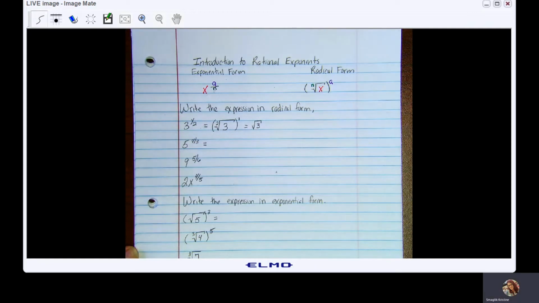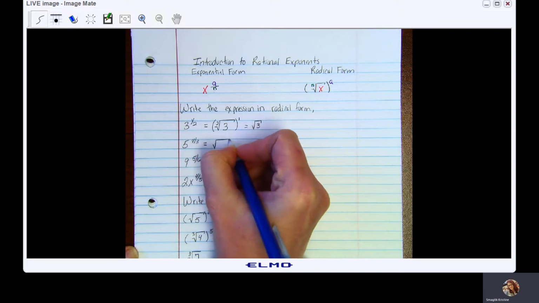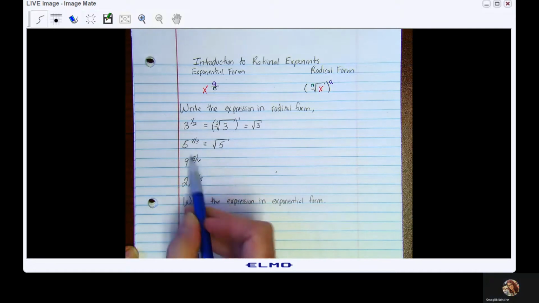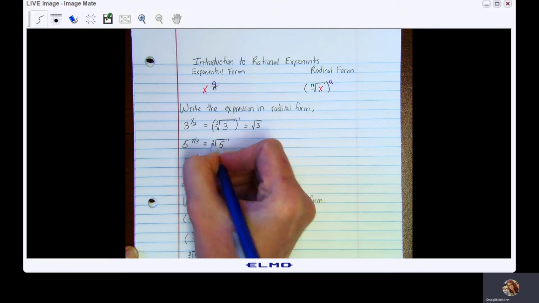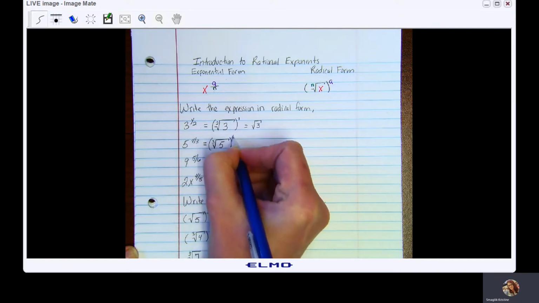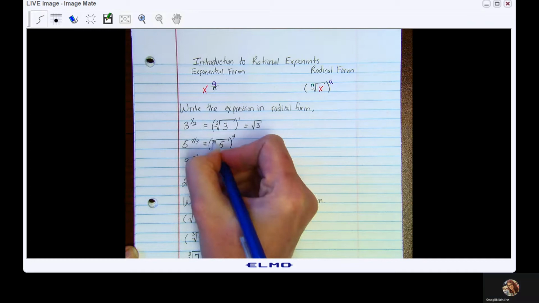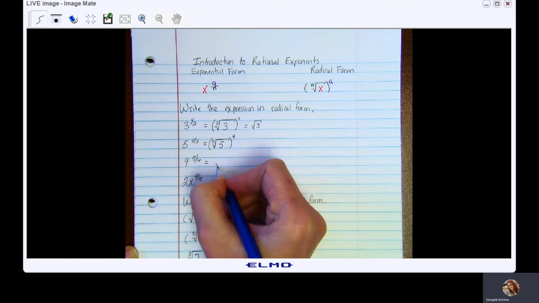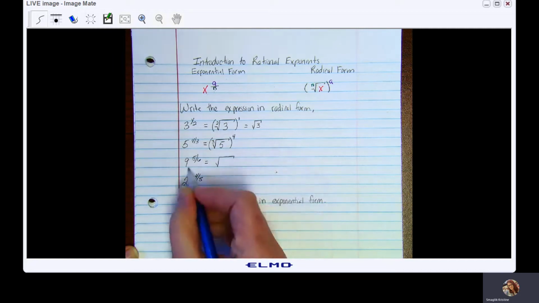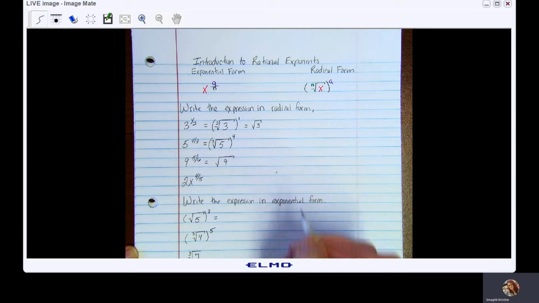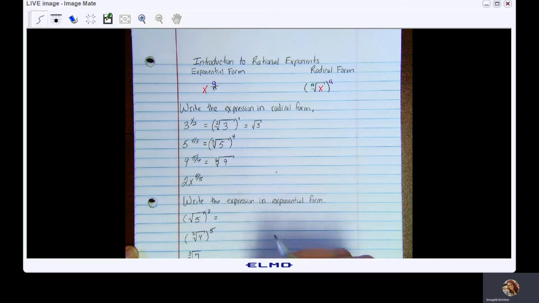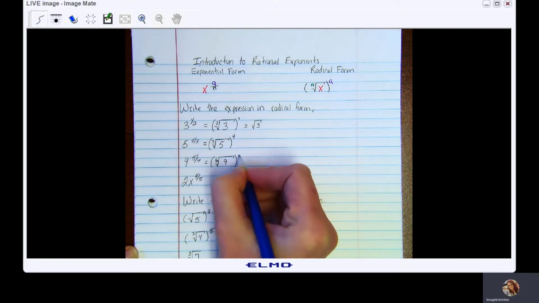Next one, 5 raised to the 4/3. Draw your radical. Your base is 5, becomes your radicand. My index and my root is the denominator of the exponent, so this is a cube root. And then you will be raising everything to the 4th power. 9 to the 5/6. Again, draw your radical. Your base goes underneath. Your root, your index is 6, and the exponent is 5.